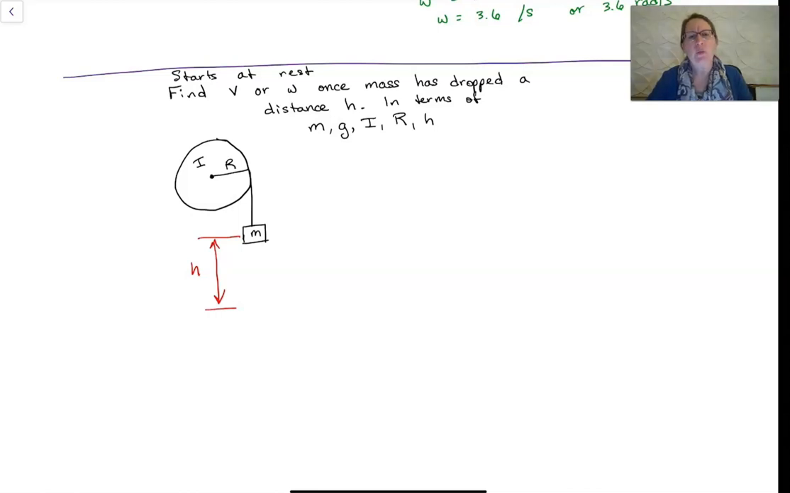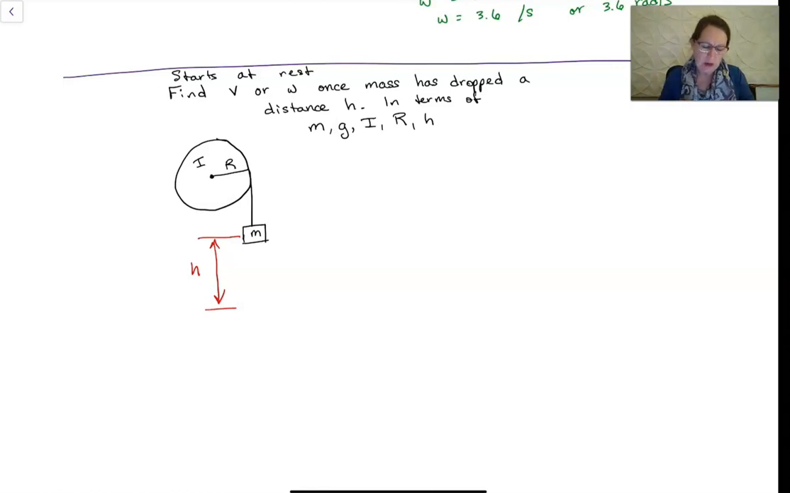Here I want us to look at a problem that we can solve in a number of different ways. Well, two come to mind. We can either use energy conservation or we can use torque. And I don't think one is necessarily easier than the other. I just want you to see the two ways and the kinds of things we get from those.